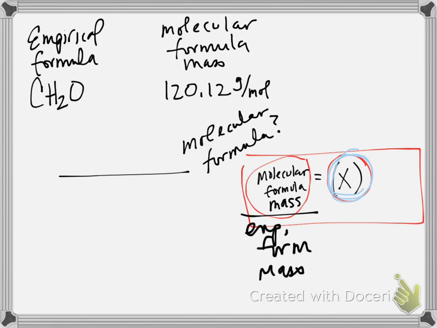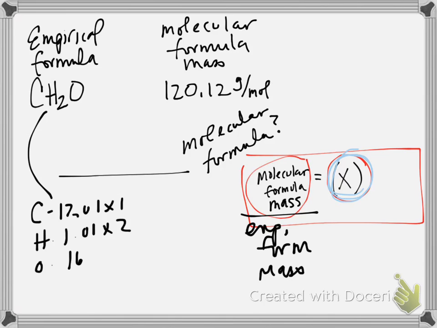Okay. So, do you have the molecular formula mass? Yes. Do you have the empirical formula mass? You do? Did I give it to you? Can you find it? So, if you take the empirical formula and you find the formula mass of the empirical formula, well, we've got carbon is 12.01 times 1, hydrogen is 1.01 times 2, oxygen 16.00 times 1. What do you get?